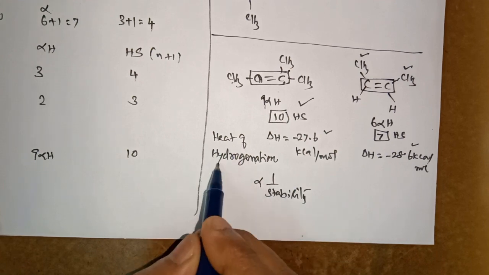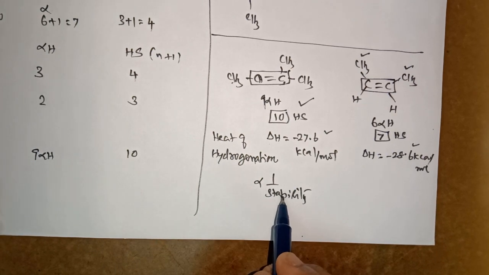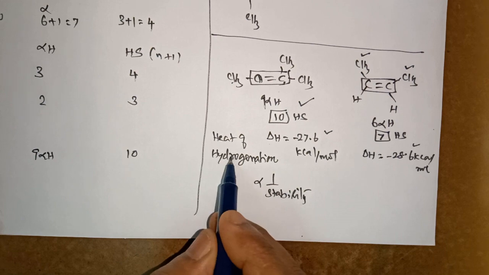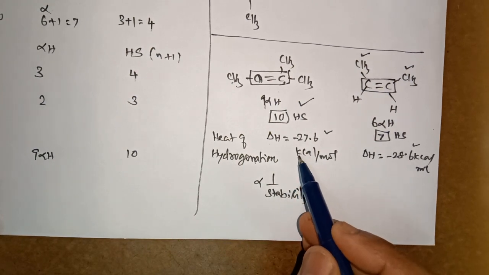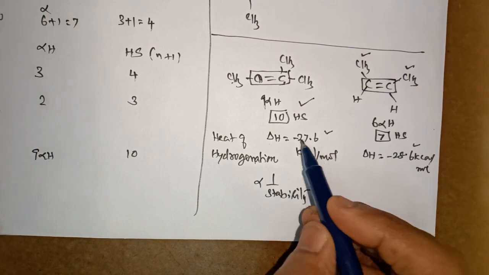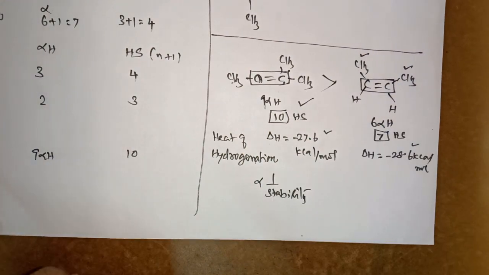So heat of hydrogenation is inversely proportional to stability. The lower the heat of hydrogenation, the higher the stability. So it is more stable here. You don't look at the negative sign, you look at the numerical data, and this one is more stable. One more example.